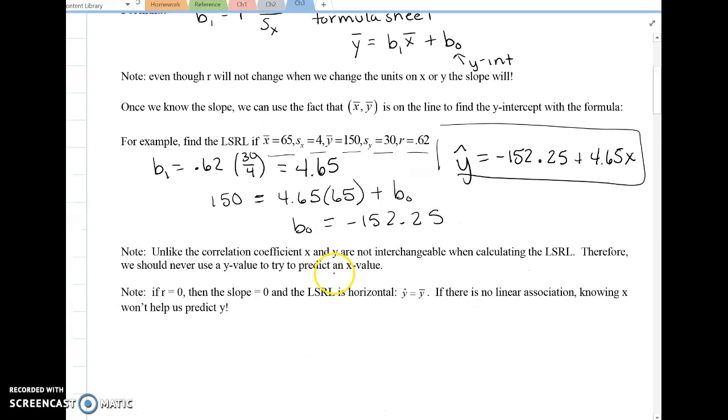Just to point out here, when you're calculating the y-hat equation, you cannot interchange the x and the y. It will be a different equation, so be careful of that. If your correlation is 0, then you have a slope of 0 and you have a horizontal line. So y-hat is just y bar going straight across like that. There is no linear association, so x has no relationship to y. It's not helping us predict it at all.